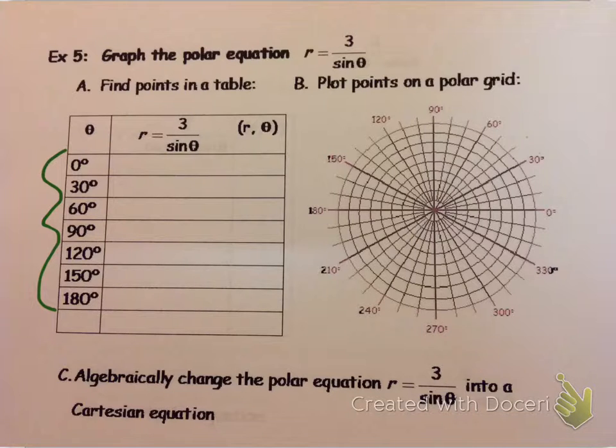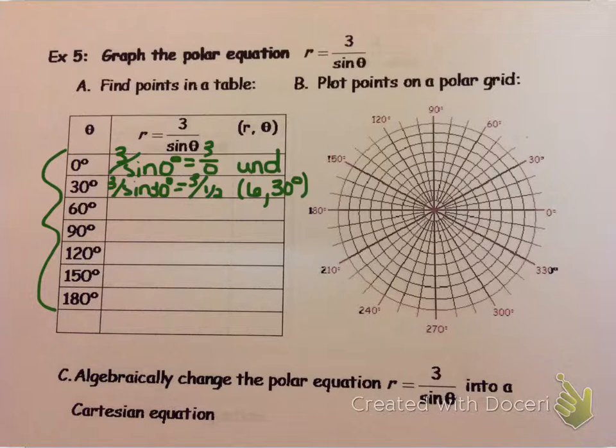Because watch what's going to happen if you don't recognize that it's a line. You're going to plug in all of these angles. You're going to have 3 over sine of 0 degrees, which is 3 over 0, which is undefined. So that'll give you no point to plot. Then you would do 3 over sine of 30 degrees. And of course sine of 30 degrees is 1/2, and dividing by 1/2 is the same thing as multiplying by 2, so you would get an answer of 6. And so you could plot that point, 1, 2, 3, 4, 5, 6, right there.